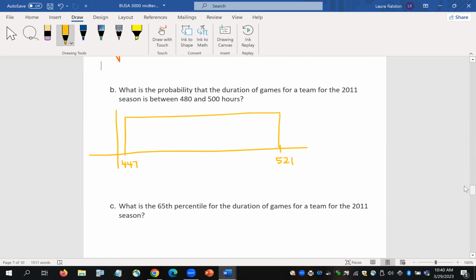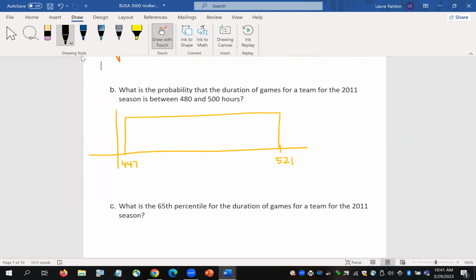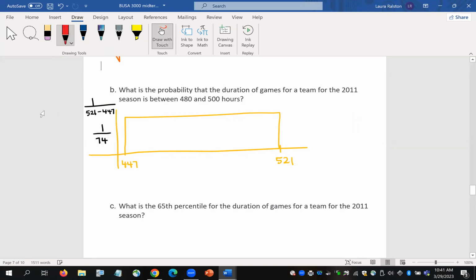To find the corresponding probability, the probability is going to be 1 over 521 minus 447, which is 1 over 74. I'm just going to leave it as a fraction for now. And we want to know what's the probability that it's between 480 and 500.